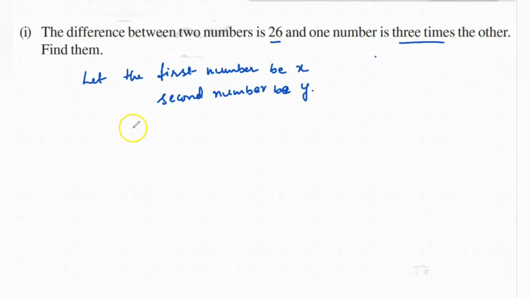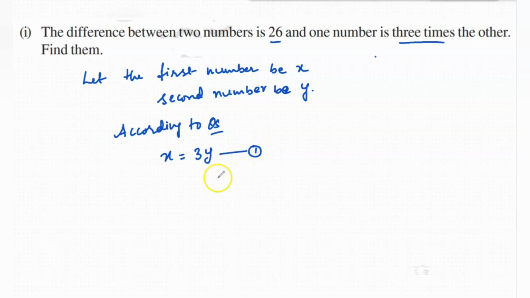Now, according to the question, one number is 3 times the other. See the second condition: one number is 3 times the other. So we can write, let the first number x be 3 times the second number, so x is equal to 3y. Let it be the first equation.